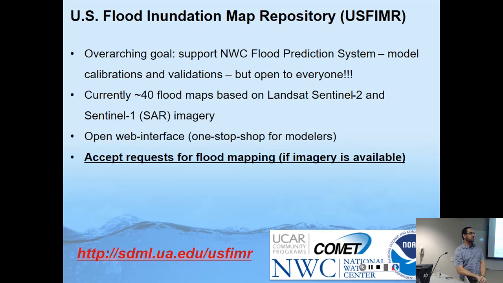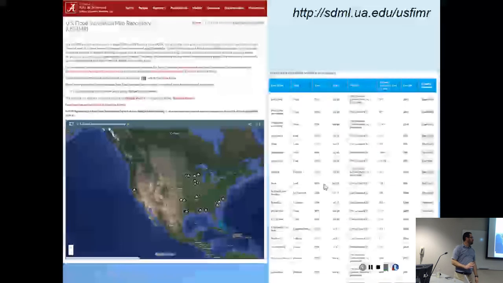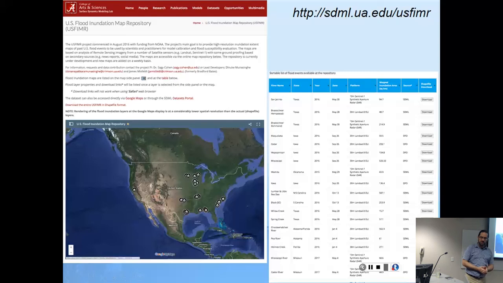And basically what we did, we started mapping floods using remote sensing analysis. We have at the moment about 40, I think even over 40 at this point, flood maps all over the US, because this is a US-centric thing. And we developed a web interface. The philosophy behind this is to make it completely open, no need for a password, no need for anything. You just go to this URL and you can start viewing and downloading the maps.